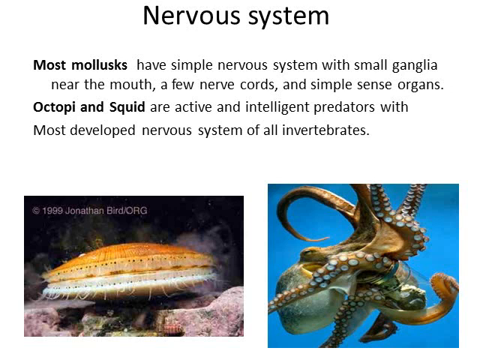Now the octopi and the squid are a different story. These guys are very active predators, right? They move around very quickly, and they are very smart. These guys are considered to have the most developed nervous system of all the invertebrates. And you saw in the video that the octopi and many of the squid are able to change their colors, and so this requires a very sophisticated nervous system.